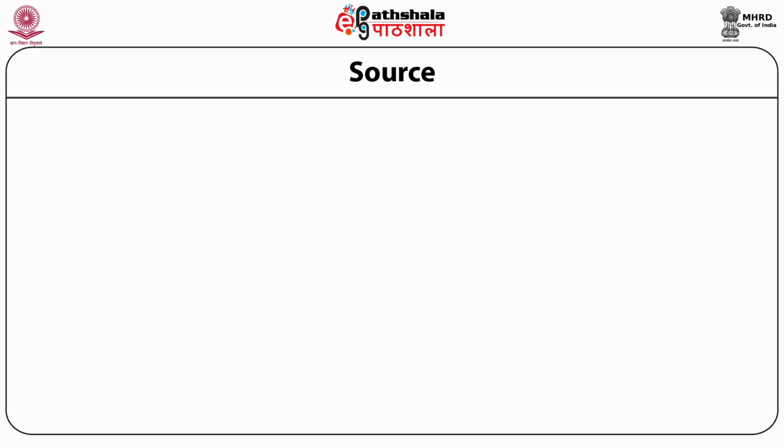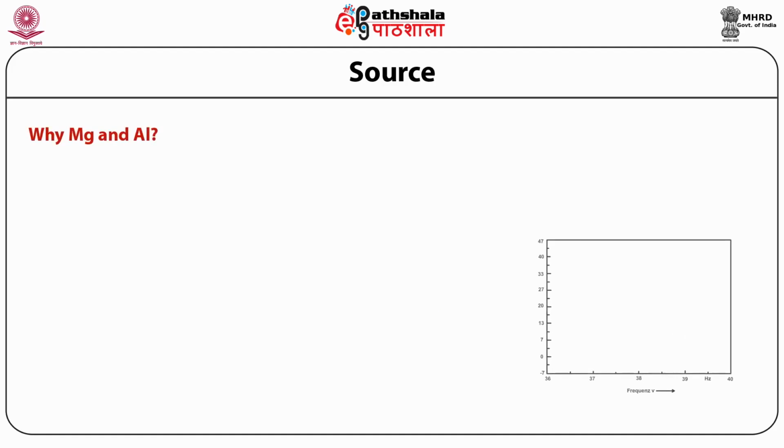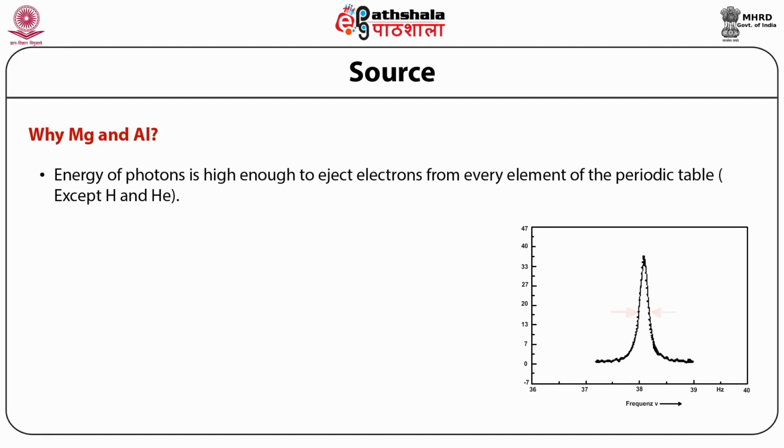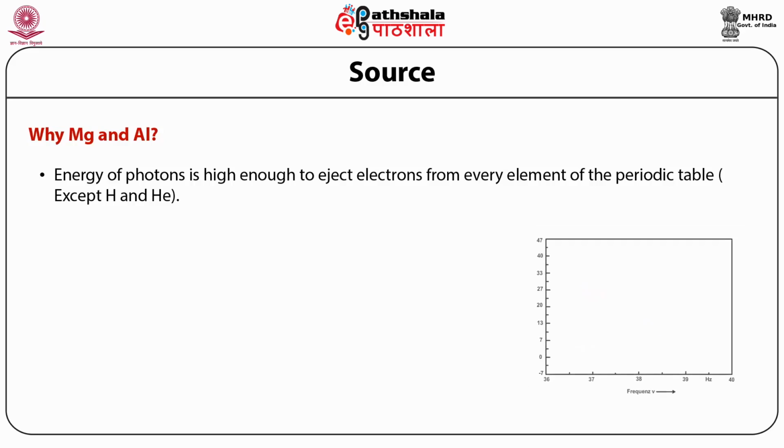Now, the question in your mind would be, why is it that magnesium and aluminum are used? The answer is that the energy of photons is high enough to eject electrons from every element of the periodic table, except of course hydrogen and helium. And that's the reason hydrogen and helium we are not able to detect with the help of this.